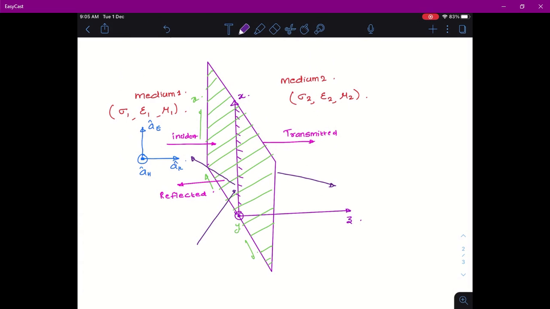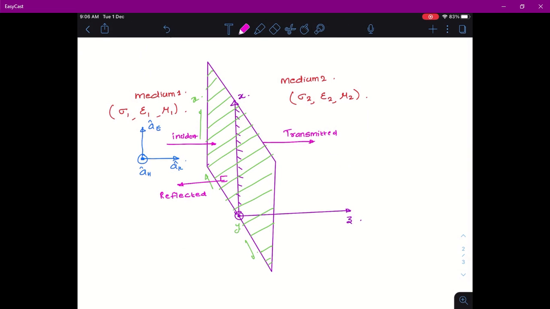So this is called an oblique incidence, where you see that it is making some angle with the axis, or it is making an angle with the plane. Here, in the case of normal incidence, it is making an angle of 90 degrees with the plane. So this angle is 90 degrees. So the wave is incident, it gets reflected, and some of the wave will get transmitted.